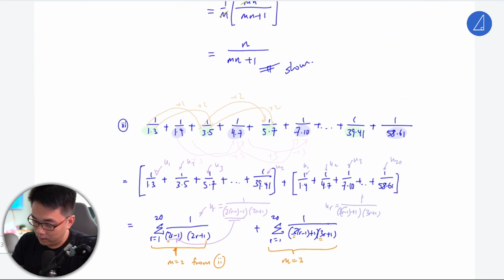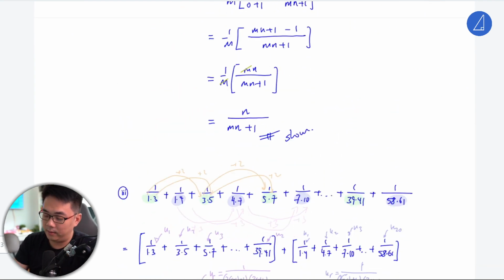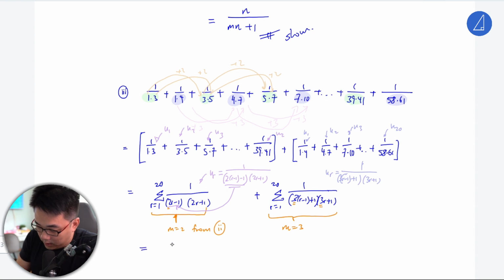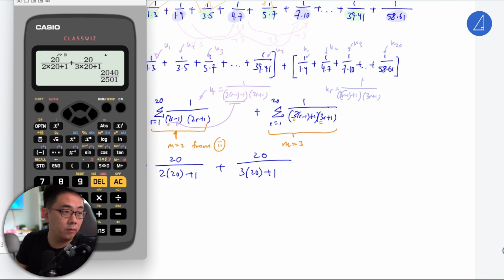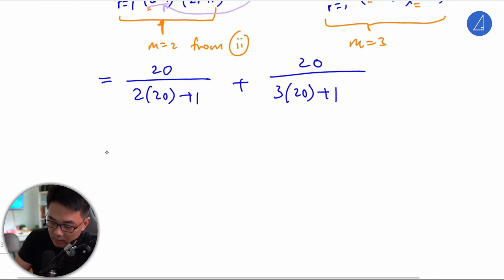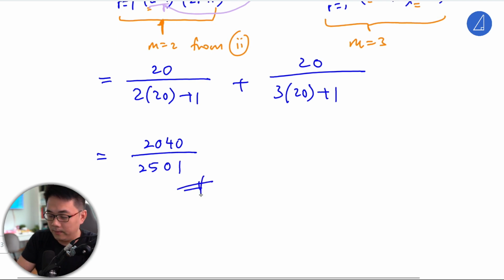So from the previous part, we know that this is N over Mn plus 1. So from the previous part, I'll get this as 20 because the N is 20. So the M is 2. 2 times 20 plus 1. Then in this case here, there will be 20. M is 3 and this is 20 as well, plus 1. Key in the calculator. That will be your answer here. 20402501. Okay, great. So I'm just going to write this down. 20402501.